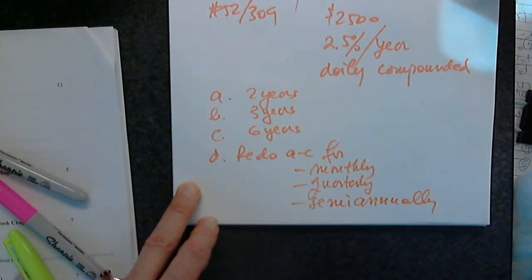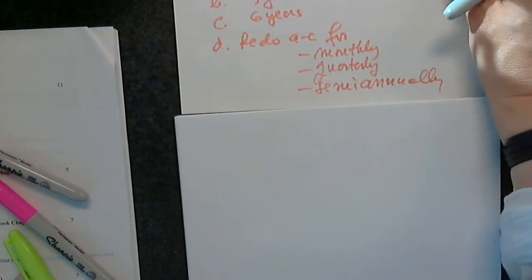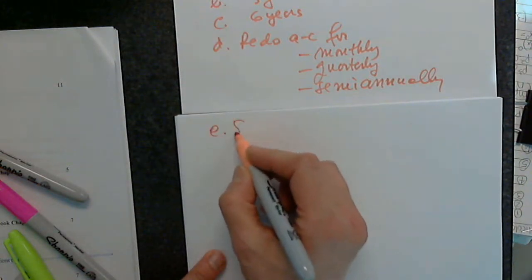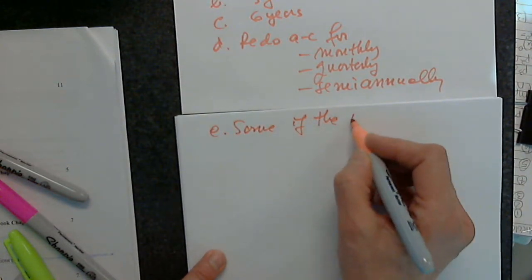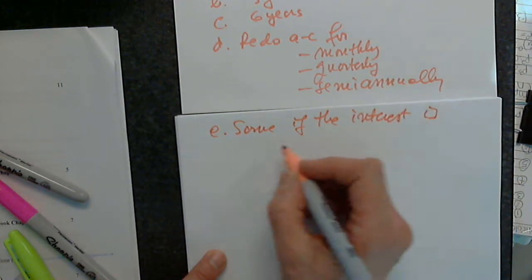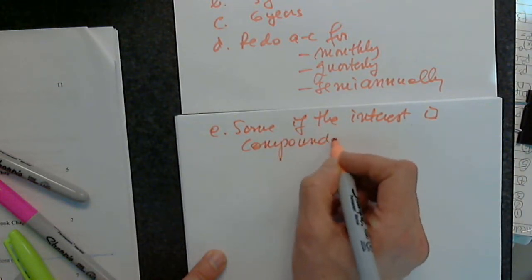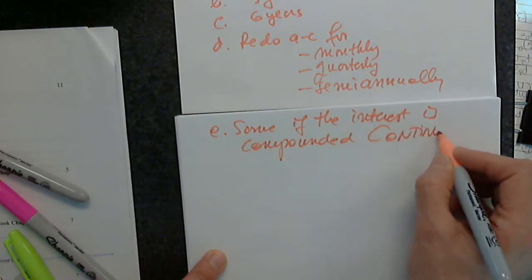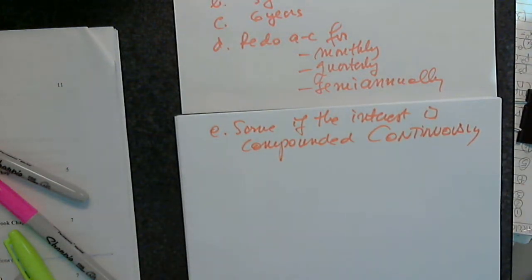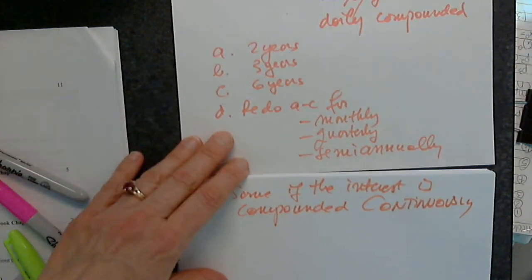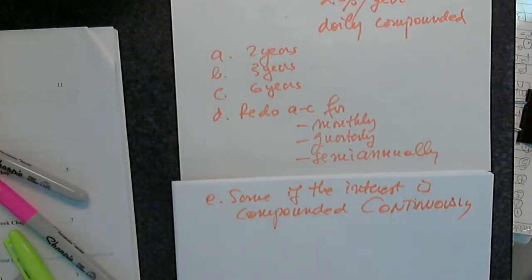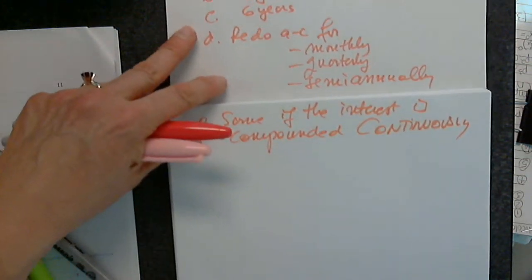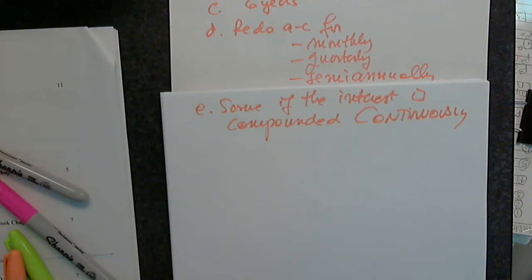Also, I want to add one more question here, which is E. Same, if the interest is compounded continuously. This sounds very difficult. I would say quite simplistic, though. Okay. I'll come back and read everything, and we'll do it step by step.